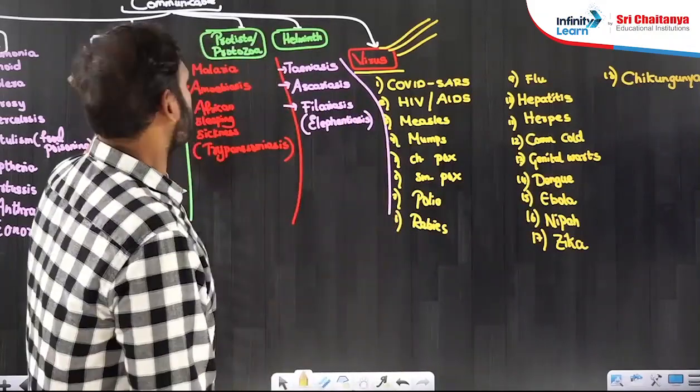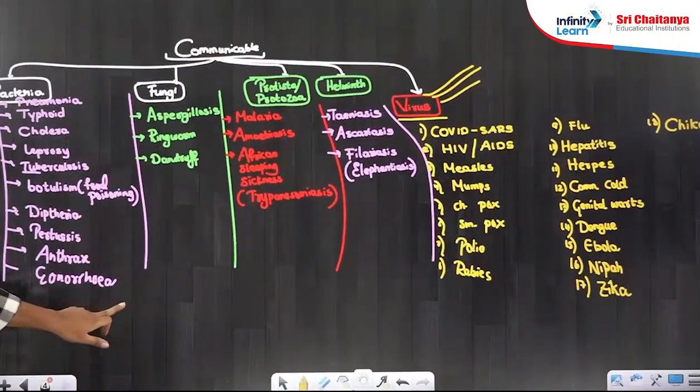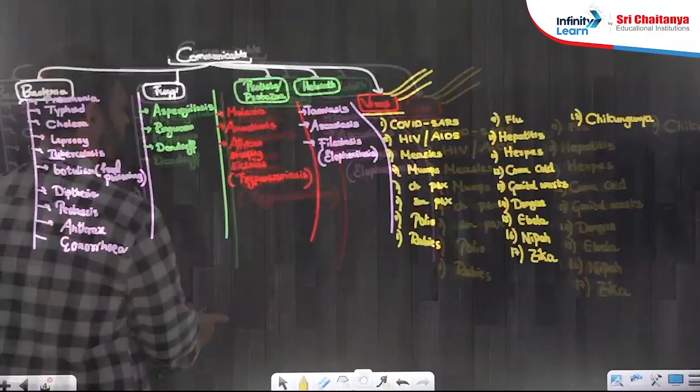Okay, these are the communicable diseases which we may discuss. Done? See this big list of diseases you may get. All in humans.